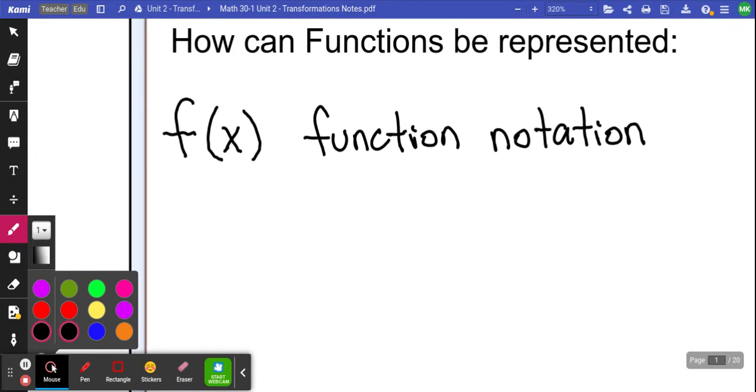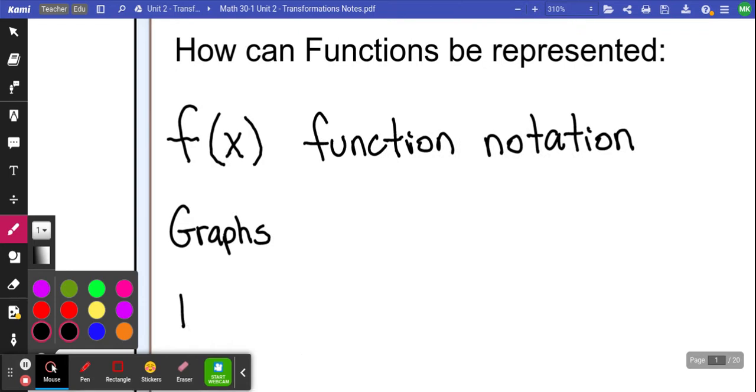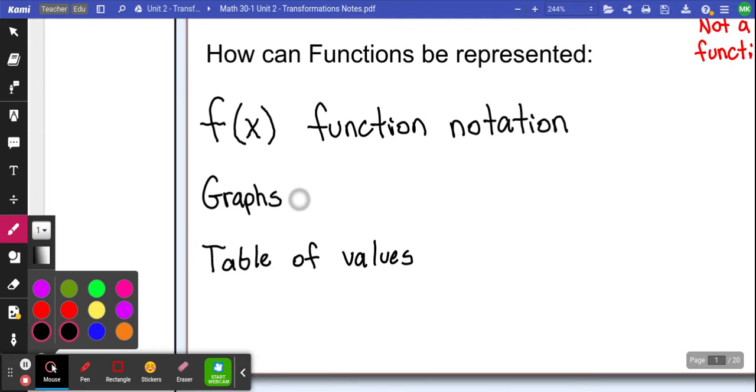Function notation is one way to do things. You could also just draw graphs. So I could represent functions with pictures, graphs. Those are the two main ways. You could also do a table of values. If you don't know what a table of values is, it would be something like this. When x equals 1, y equals 3. That's a table of values. When x equals 2, y equals 5, and so on and so forth.